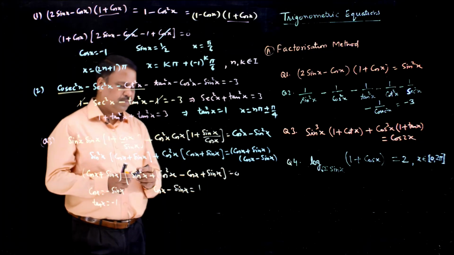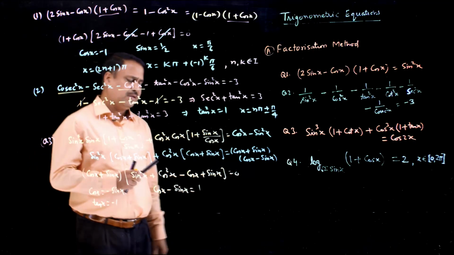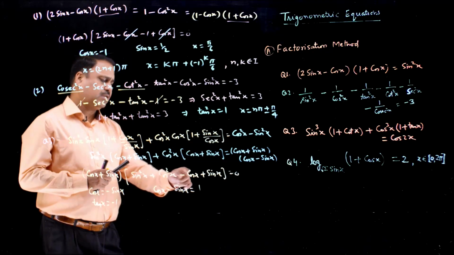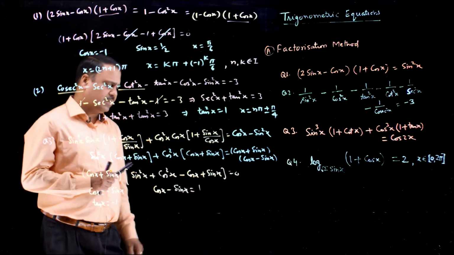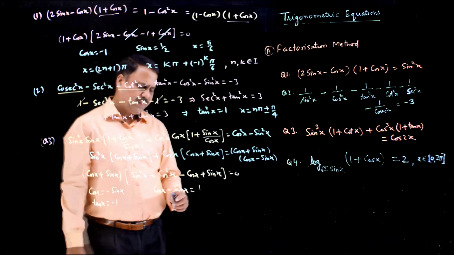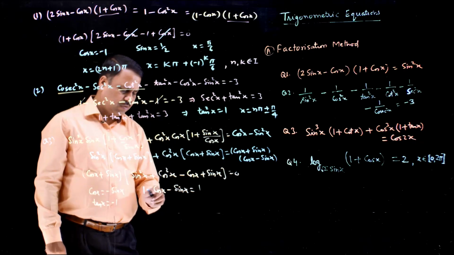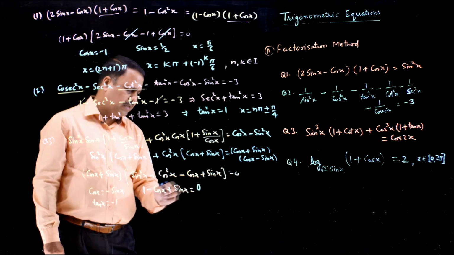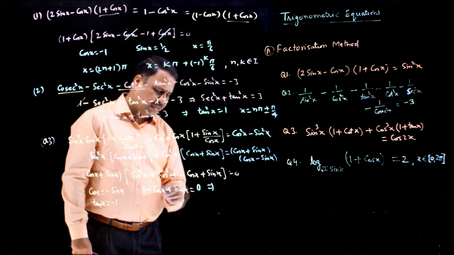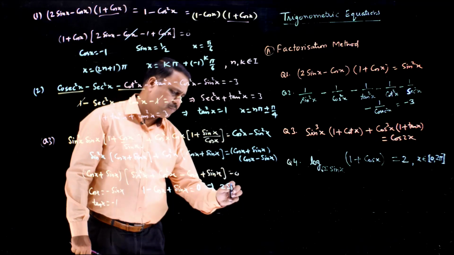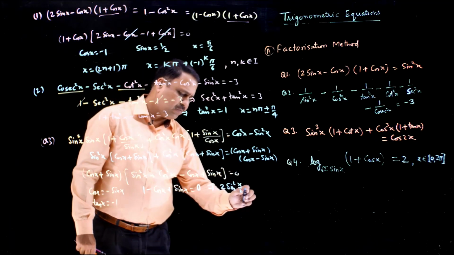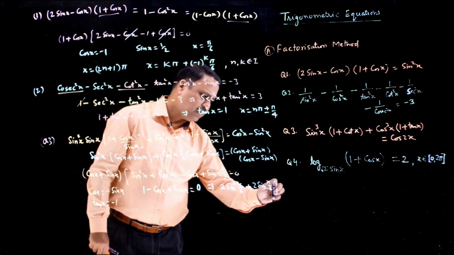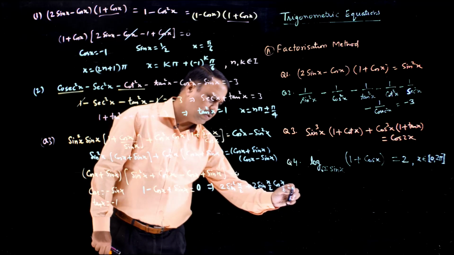Divide by under root 2, cos x minus sin x equal to 1. This we can simplify. There are different ways. 1 minus cos x is 2 sin square x by 2. Two methods. If you want to solve in that way, you can write this 1 minus cos x plus sin x is equal to 0. Then 1 minus cos x is 2 sin square x by 2 plus 2 sin x by 2 cos x by 2 is equal to 0.